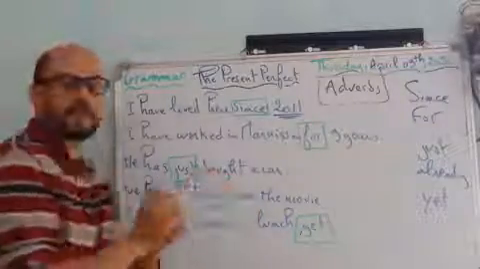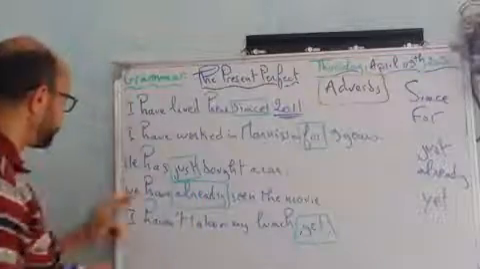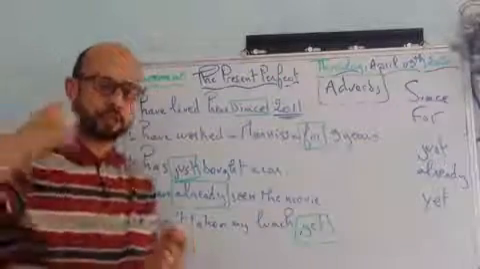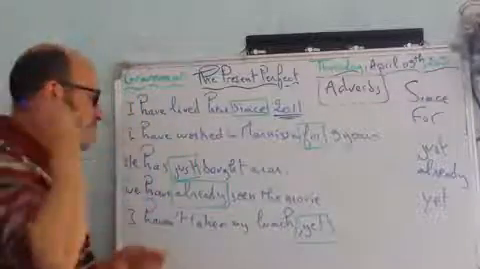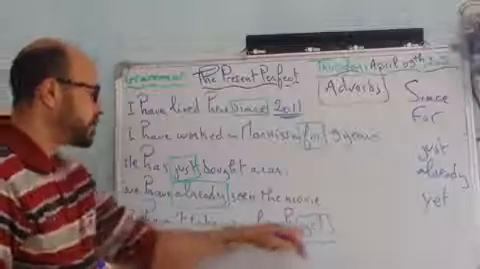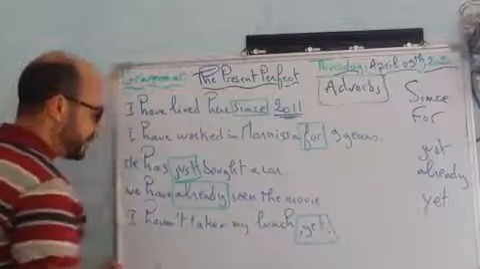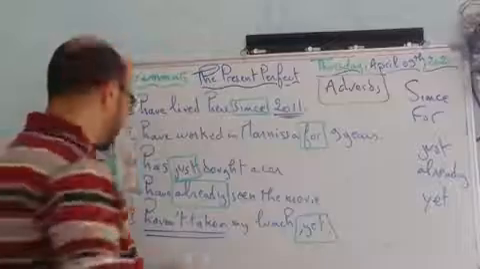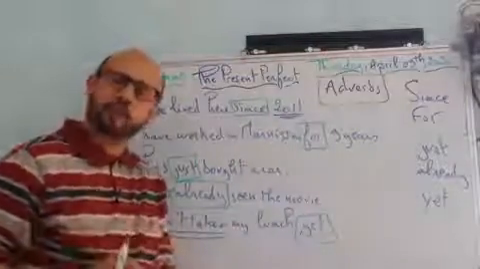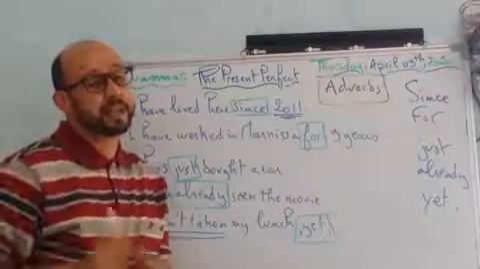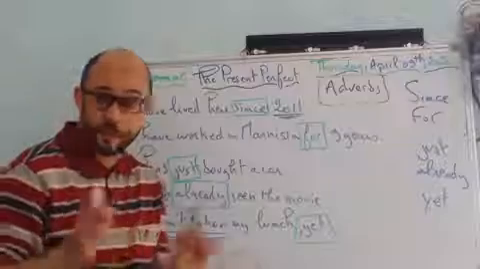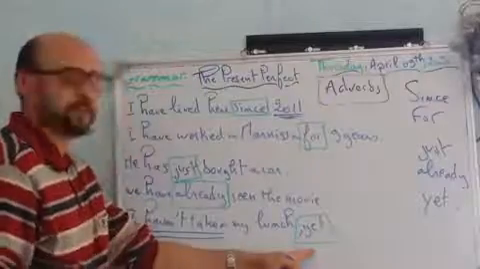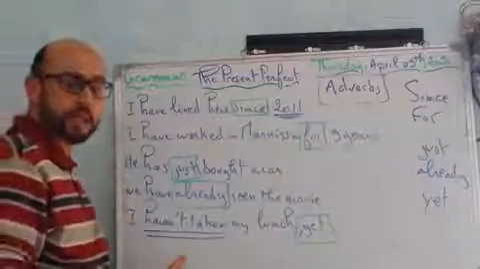Just, we said, for the very near past. He has just bought a car. We don't know when, but it is recent. We have already seen the movie. Already here has the meaning of the French word déjà. C'est déjà fait. We have already seen the movie. And I haven't taken my lunch yet. You can notice that yet in this case is used with negative sentences. I'll ask you a question, for example, in class. We ask you, have you finished writing? Teacher, we haven't finished yet. Not yet. Until now, jusqu'à maintenant. We haven't finished yet. So yet is an adverb that is used in negative sentences in the present perfect tense.